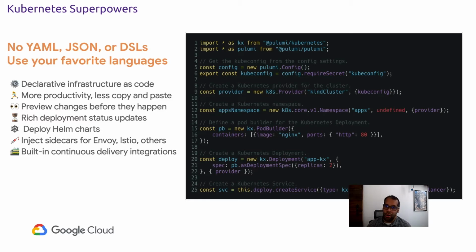But from a developer standpoint, I can stand up my infrastructure using nothing but regular code. In my regular coding cycle, in my regular CI/CD pipeline, I can actually create a definition file in TypeScript, in Python, in Go. Less copy and paste, more productivity. It's just in my normal workflow.